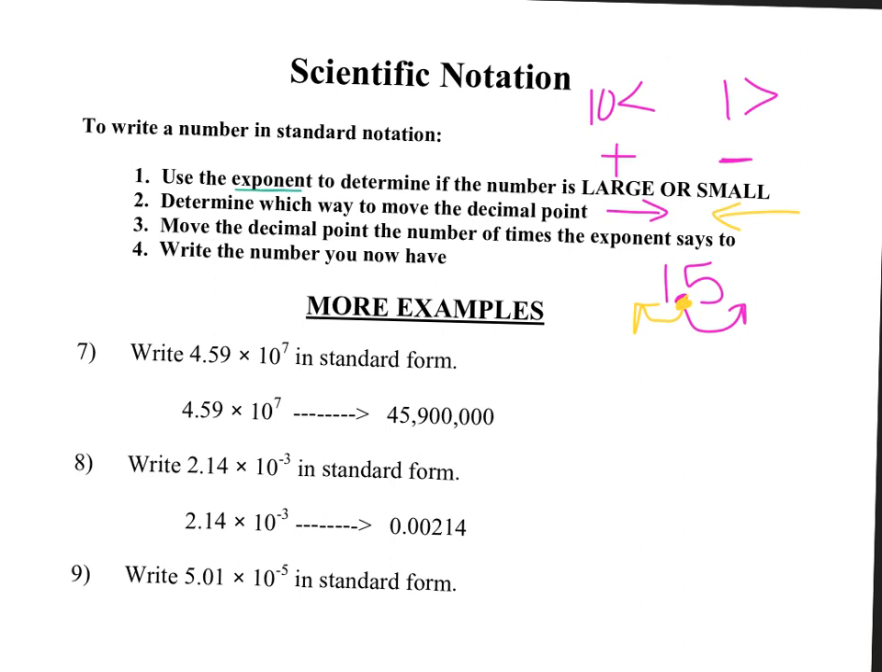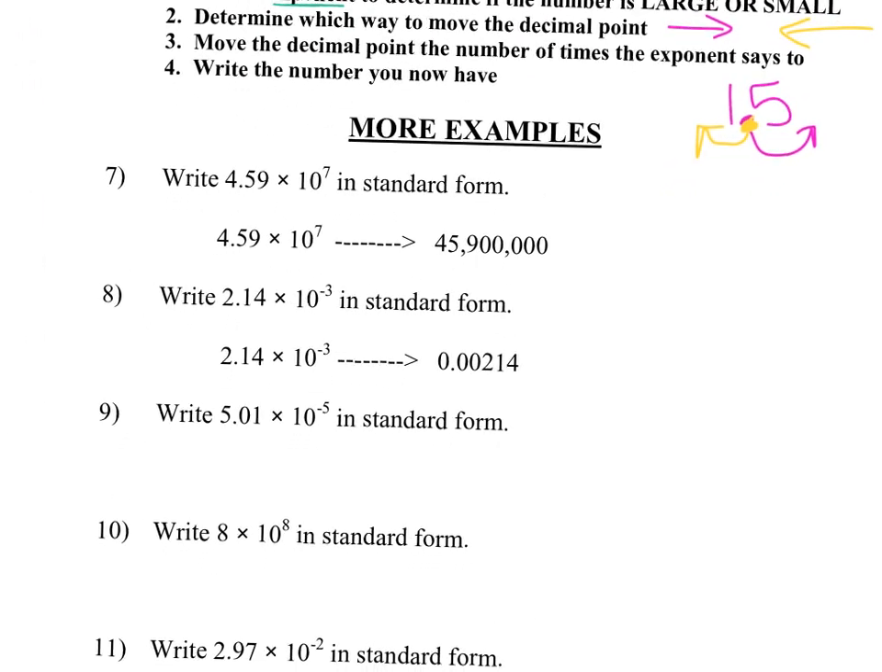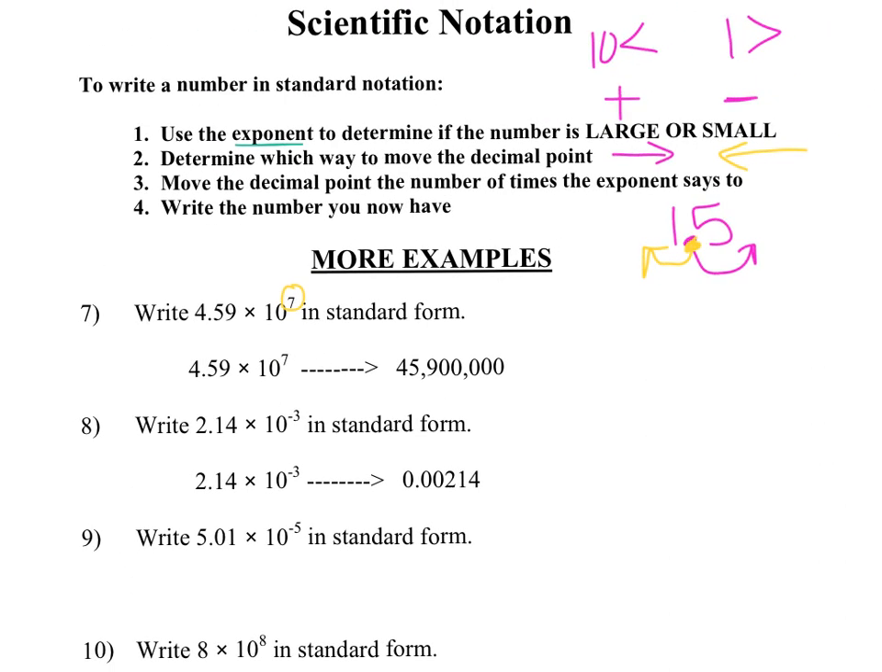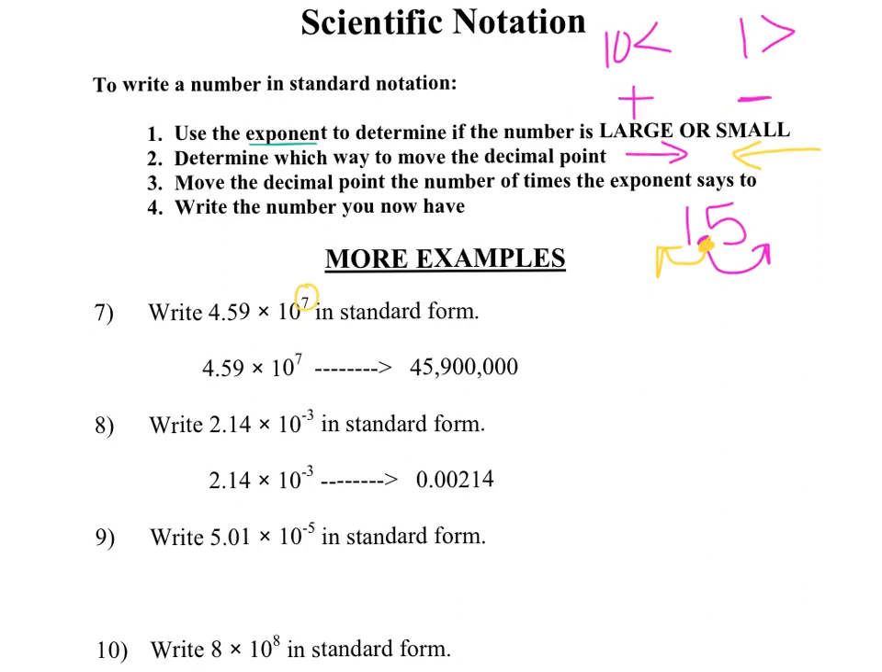So move the decimal point the number of times the exponent says to, and then write the number you now have. Okay, so for our first example that they've got right here, we have 4.59 times 10 to the 7. We need to write that in standard form. So the first thing we're going to recognize is that this has a positive exponent, so we can see that this 7 is a positive number, meaning that it is a big number. So once we've determined that it is a big number, we know that we have to move that decimal to the right in order to show that big number.